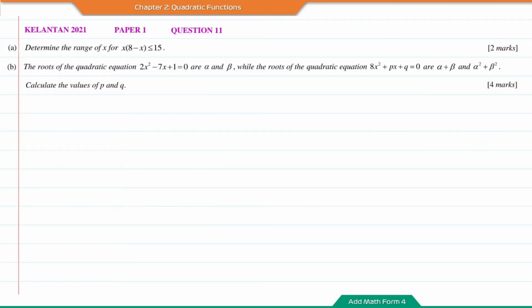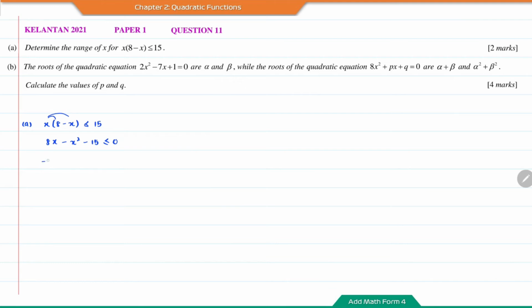Kelantan 2021 paper 1 question 11. A. Determine the range of x for x bracket 8 minus x less than or equal to 15. So A is about quadratic inequalities. So first I'm going to expand this and move the 15 to the left hand side. Therefore you're going to have 8x minus x squared minus 15 is less than or equal to 0.